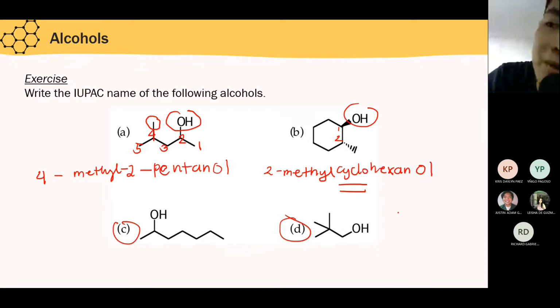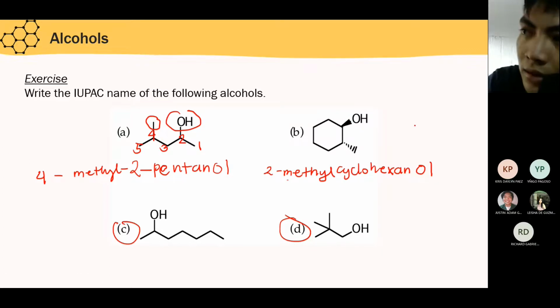Automatic na yan. Pero kapag aliphatic, gaya ng sinabi ko, pag linear chain, doon mo kailangan i-indicate kung siya ba ay nasa 1, nasa 2, yan. Pero kapag cyclic, hindi na kailangan i-indicate na nasa 1 yung OH kasi automatic siya yung start ng counting kapag cyclic. Okay? So this compound is 2-methyl cyclohexanol.